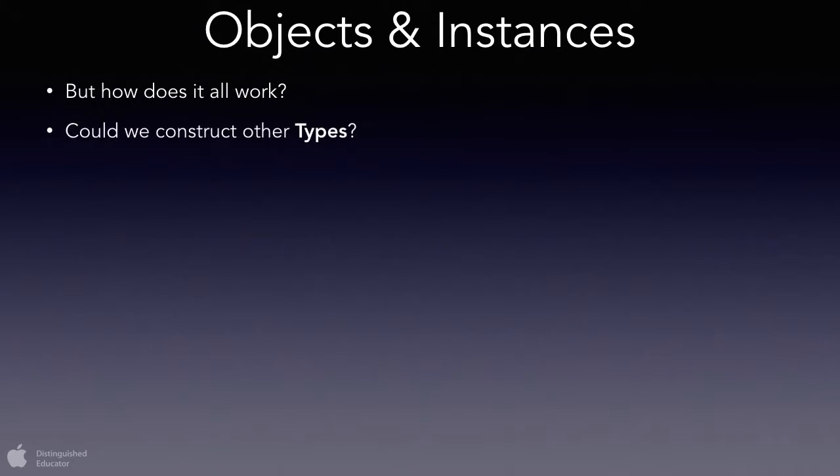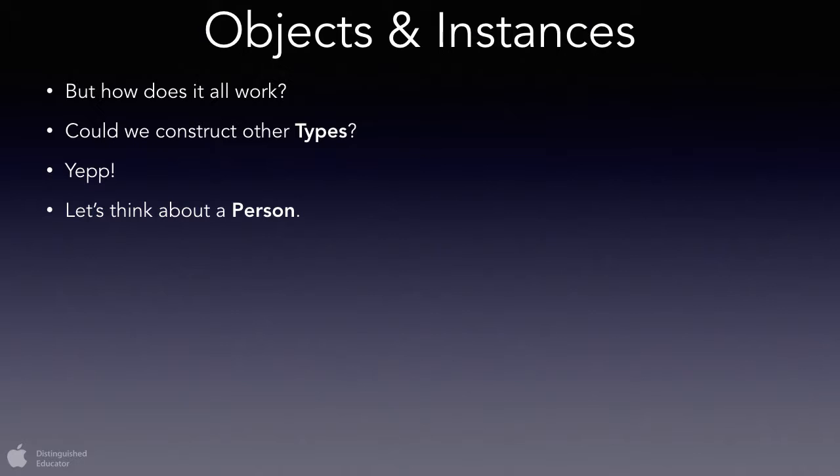Okay, so how does all of this work then? Could we construct other kinds of types? I mean, we've been talking about strings, integers, booleans and stuff. Could we actually make new types, new kinds of objects? Yes, of course we can. Let's think about a person. Let's think about a type that we call Person, a really simple type.